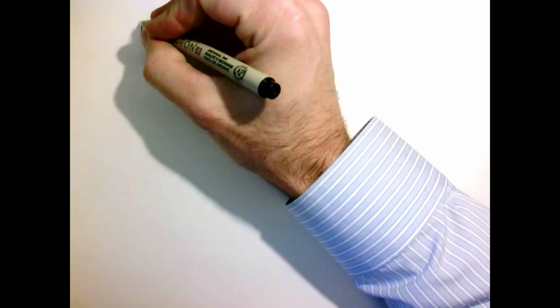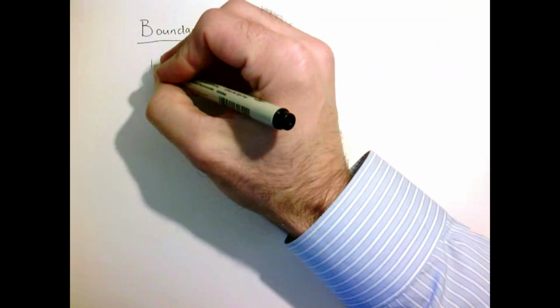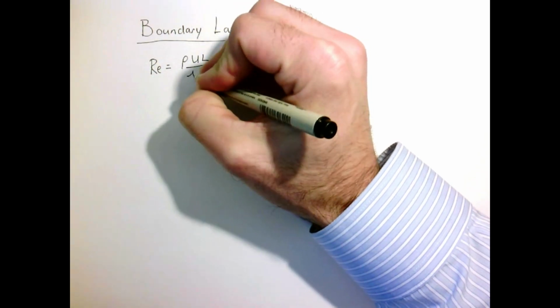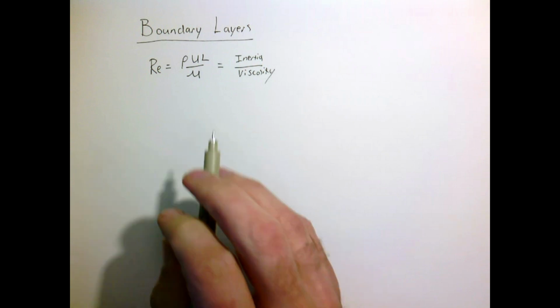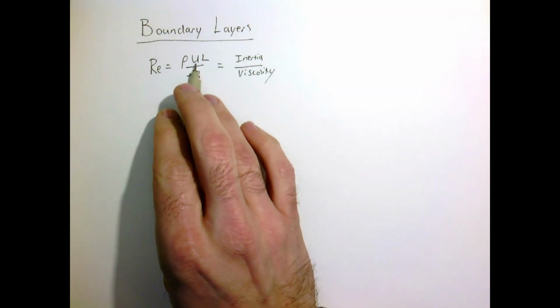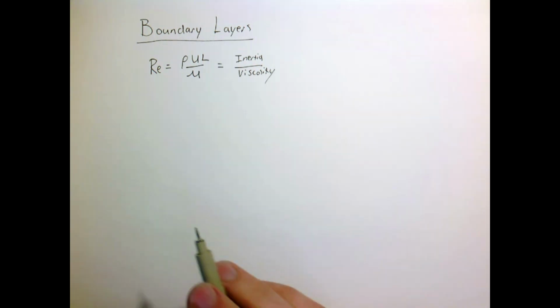Okay, today let's discuss boundary layers. So the boundary layer is really a high Reynolds number concept. Remember that the Reynolds number is defined as the density times some velocity scale times some length scale divided by the viscosity, and it represents a ratio of inertia to viscosity. So the boundary layer is going to be a concept which is really valid at high Reynolds number.